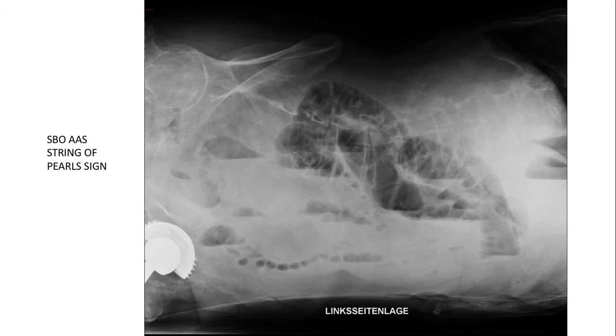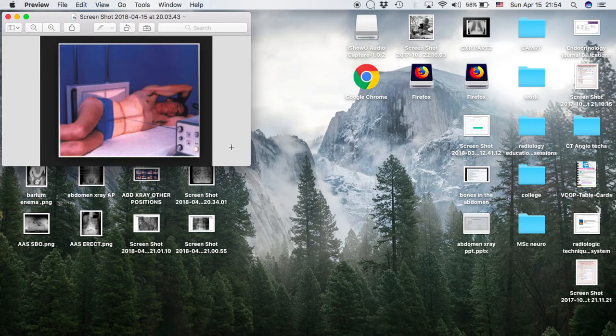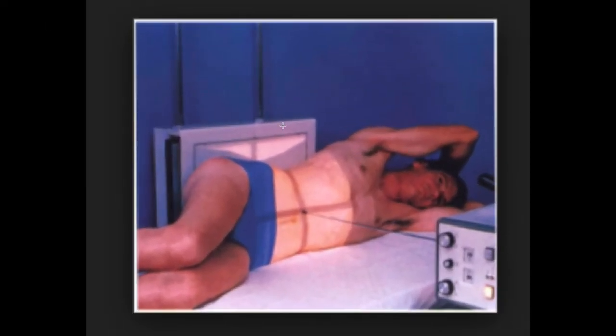Okay, this is a very interesting radiograph. You can see it has a strange position. It's oriented in a strange way. This radiograph is acquired with the patient in this position. Alright, this is called a lateral decubitus.